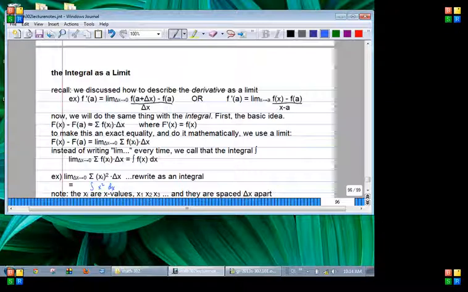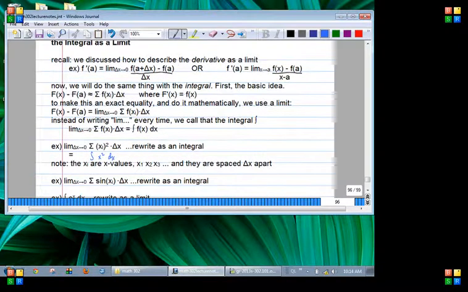Okay. And we talked about what xi means. We have x1, x2, x3, and they're all spaced delta x apart. Okay. So this one, once again, what integral is this? It's the integral of sine x dx.